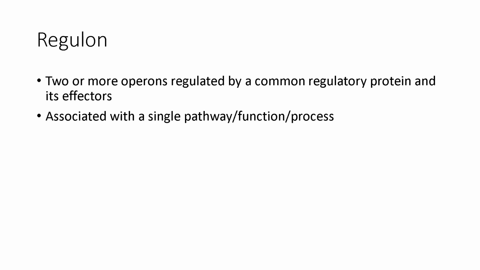and its associated effectors. These operons may be dispersed throughout the genome but are coordinated in their response. Regulons allow bacteria to efficiently control multiple genes involved in the same pathway function or environmental response, such as nutrient acquisition, stress adaptation, or sporulation.